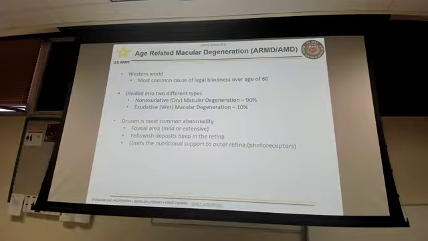A couple more before we go on break. So ARMD, age-related macular degeneration. Right, a lot in advertisements, and a lot of people think they have it because it's a hot term, but it's the most common cause of legal blindness over the age of 60 in the Western world, so in our country.